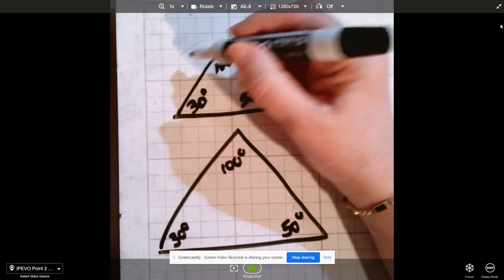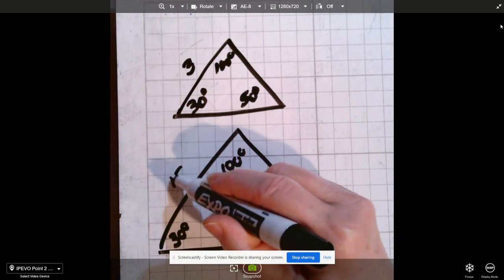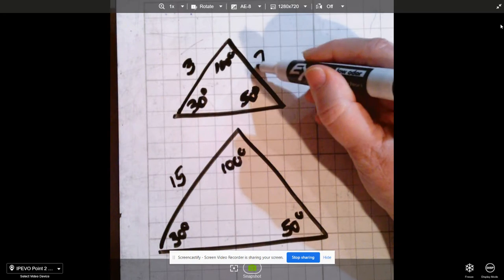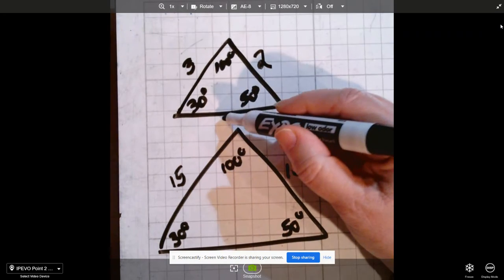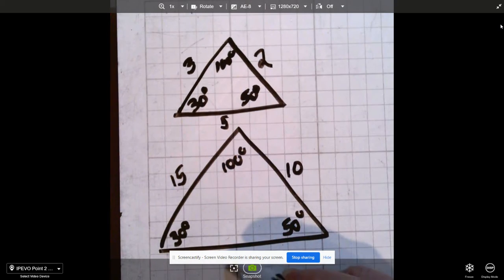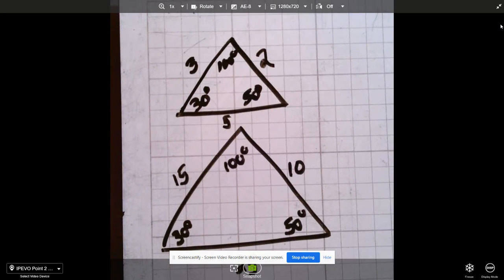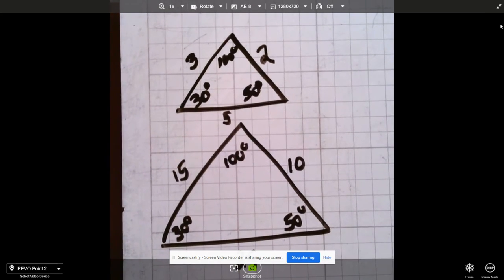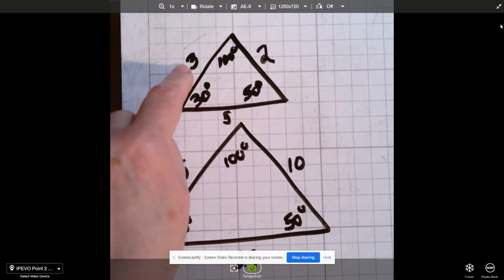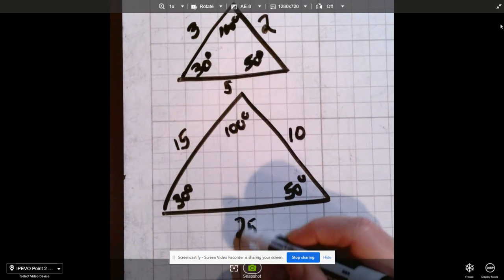So if this side was 3, and this side was 15, and this side length was 2, and this was 10, and this side length was 5, and this side length was 25. Now I could write a ratio of the sides. When I write a ratio of the sides, they have to be corresponding sides. I can't write a ratio of this side to this side, right? It has to be the same side.